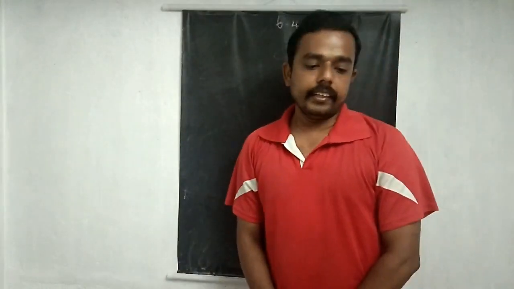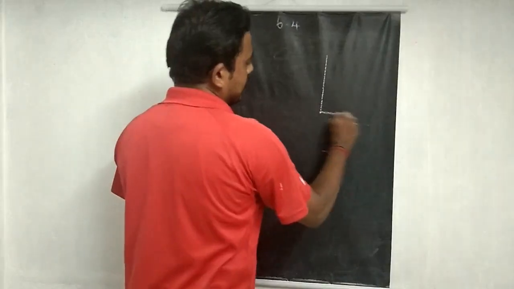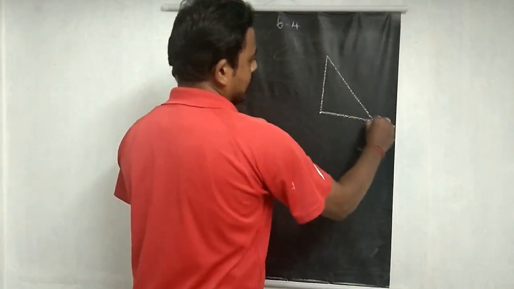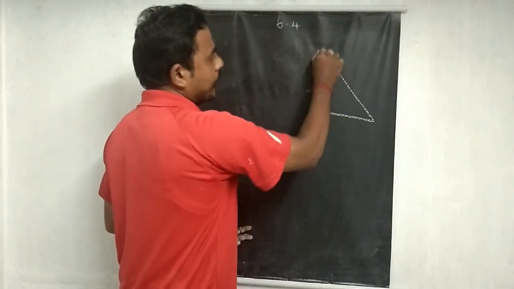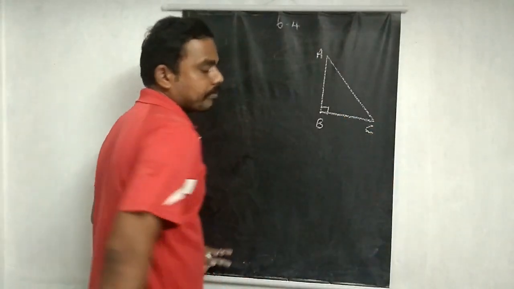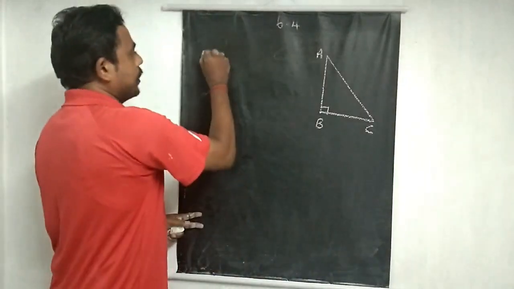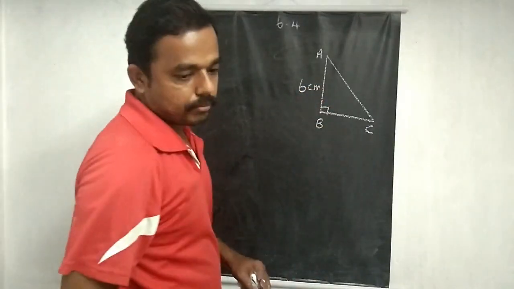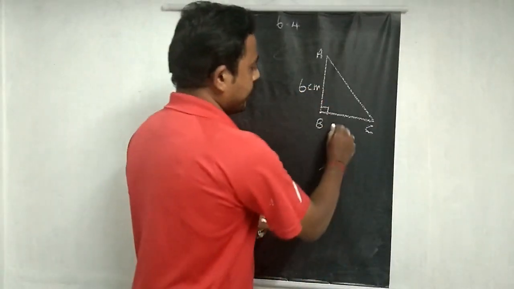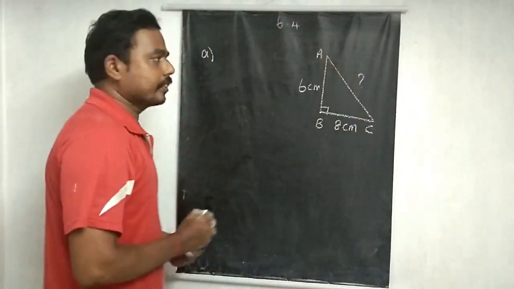Okay. Next problem. In a right angle triangle ABC, the right angle is at B. First question: if AB equals 6 centimeters and BC equals 8 centimeters, then we need to find the hypotenuse.